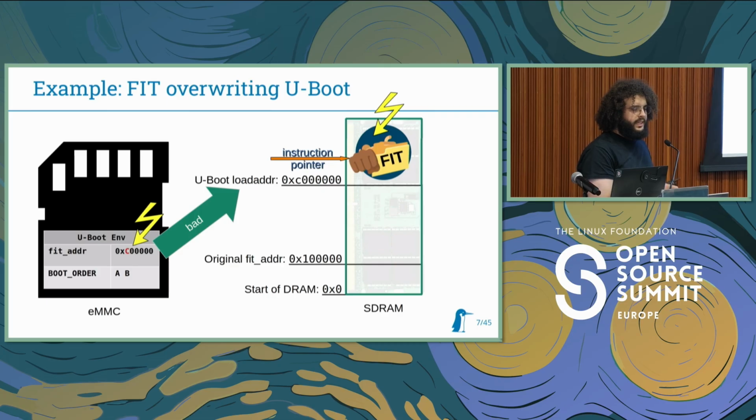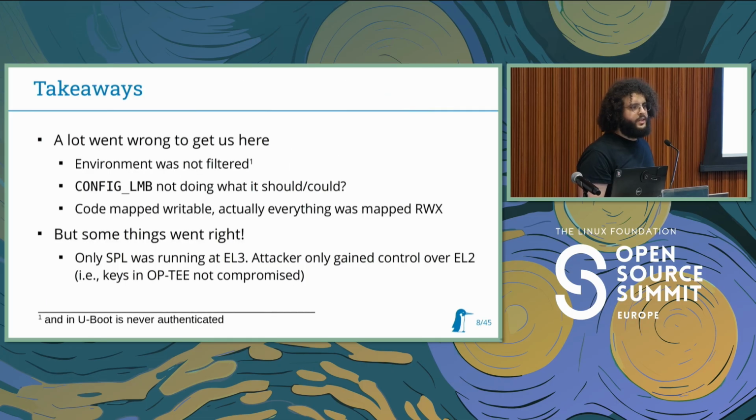And this happens before verification. So the fit image is loaded as a whole into memory and then verified to avoid time-of-check to time-of-use attacks. But that also means that someone could just replace the fit image with their own code and just run it and exploit everything from there onwards. So this is really bad, but there are some important takeaways here.